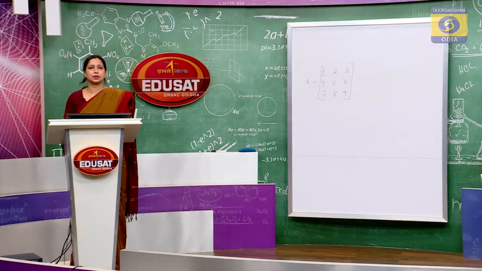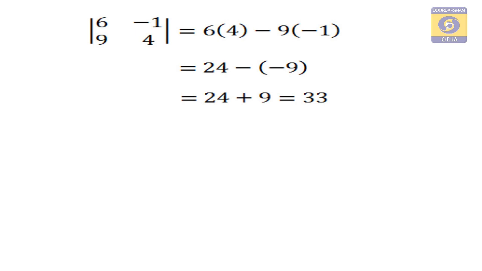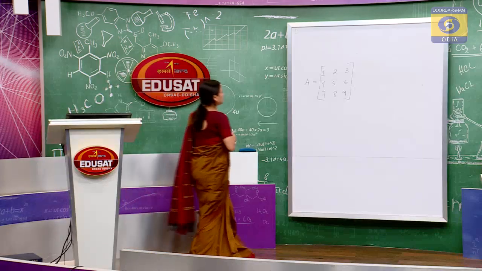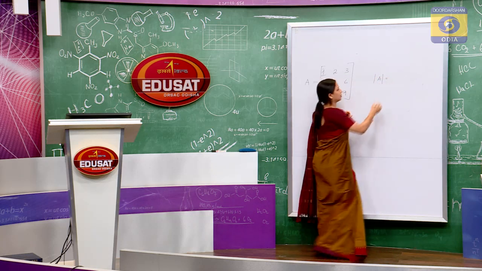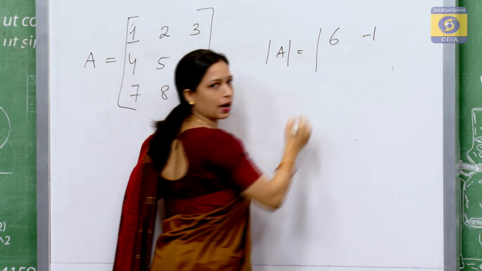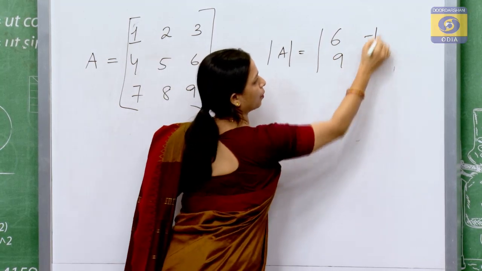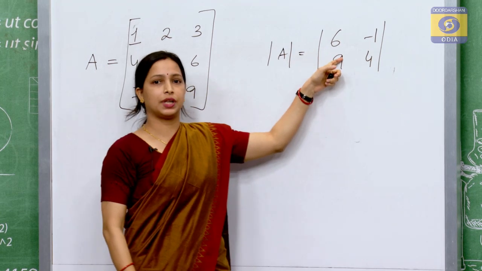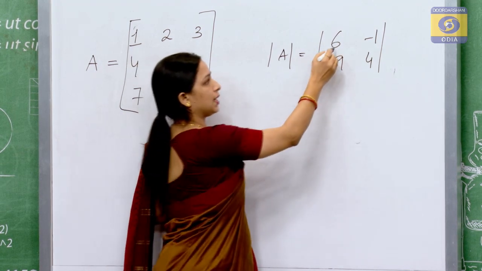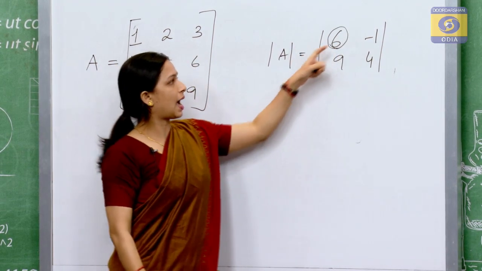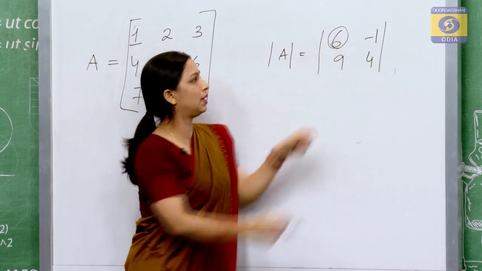Next, I have taken some examples as you can see. This determinant consists of 6, -1, 9 and 4, right? Now how do we find the determinant? Let us take a look at the blackboard, right? So if I have to find the value of this determinant, it is written 6, -1, 9 and 4, right? First I have to take the product of the principal diagonal. How do we know which one is the principal diagonal? We see the first element, right, and its diagonal, they form the principal diagonal elements, right?